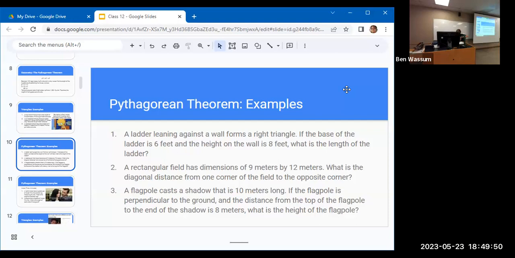We know we're doing right triangles. So just think, okay, well, where's my right triangle going to be in this? Probably the ground is going to be the base of it. The flagpole is going to be the taller of the two legs. And then it's talking about the distance from the top of the flagpole to the end of the shadow, which would be the hypotenuse right there. So go ahead and start drawing that out.